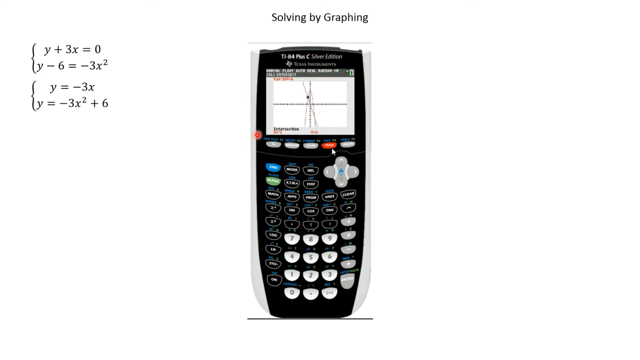And then we can do the exact same thing. Second calc, down to number 5. Just push the 5 button. First curve, it's there. Second curve's the red one. Guess. Move it over to the other intersection point.